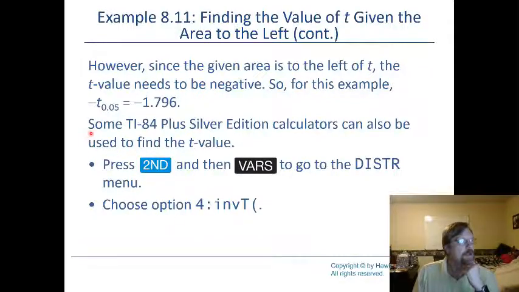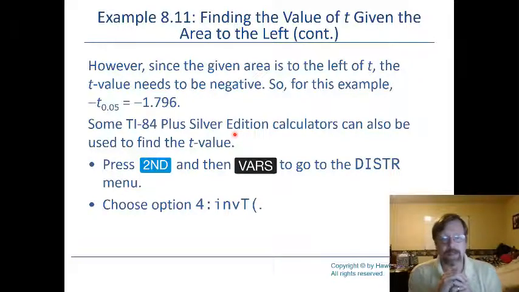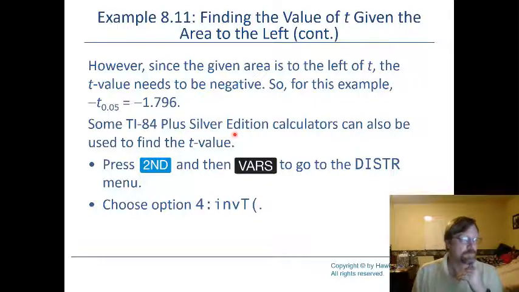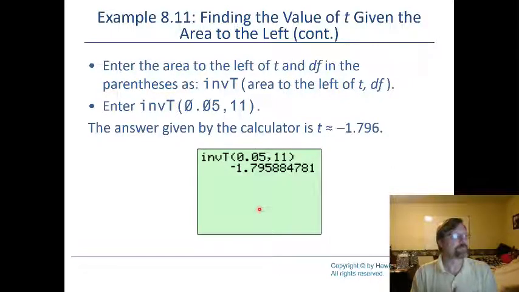Apparently only some TI-84 Plus Silver Edition calculators can do this. I know it's possible in Excel. I have not looked up the functions yet. But invT, which stands for inverse t, is the function you use in the TI-84 if your calculator supports it. You want to enter the area to the left that you're after and the degrees of freedom, and then it will spit out your value.